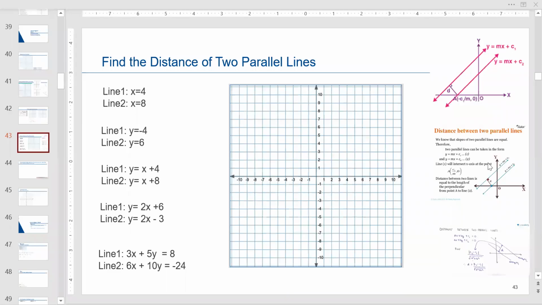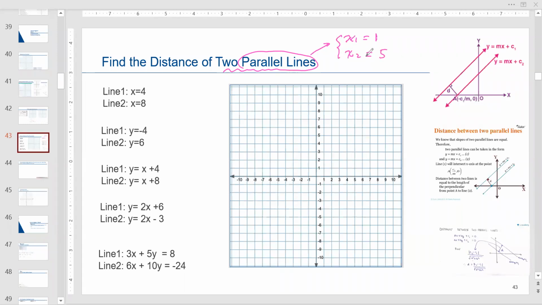So last class we learned the distance of two parallel lines. Let's look at several different conditions of parallel lines, right? The first kind of parallel lines is something like this: x1 equals 1. I give you two examples: x2 equals 5.